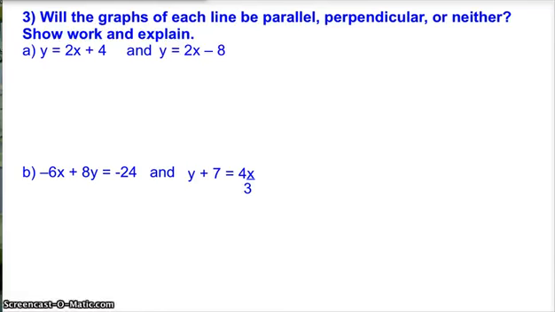Will the graphs of each line be parallel, perpendicular, or neither? Show work and explain. In order to determine whether lines will be parallel, perpendicular, or neither, you need to determine what the slope is. The way to do that is to get lines in the equation of y equals mx plus b. Whatever is in the m position is your slope. Y equals 2x plus 4, y equals 2x minus 8. Since the slopes are exactly the same, your lines will be parallel.